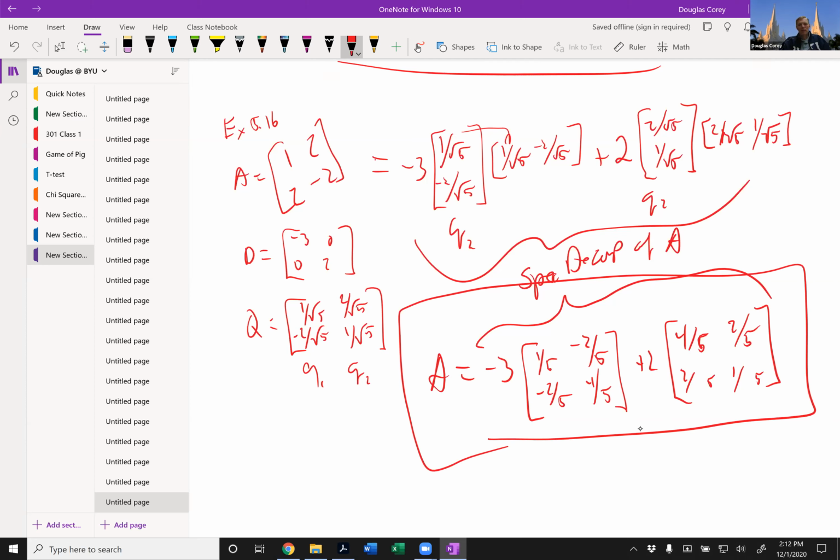If we simplify it further, it would just bring us back to A, right? Well, yeah, if you multiplied the -3 in and the 2 in and then actually added. Yeah, it would. But this is how I've seen it written quite a bit, is just to keep the eigenvalues out, and then you have these rank 1 matrices.